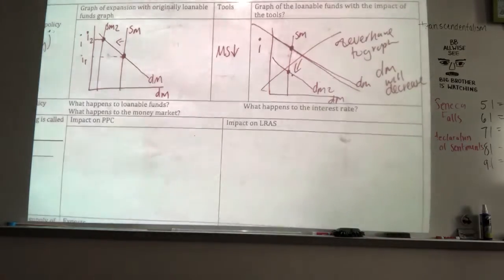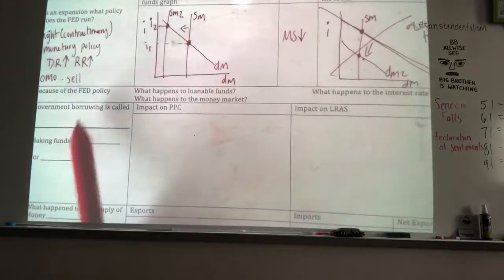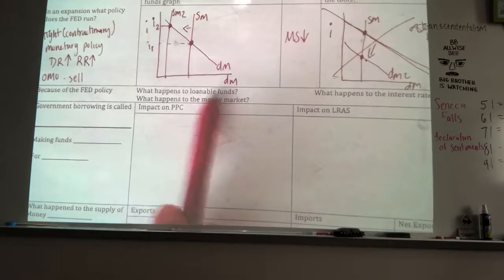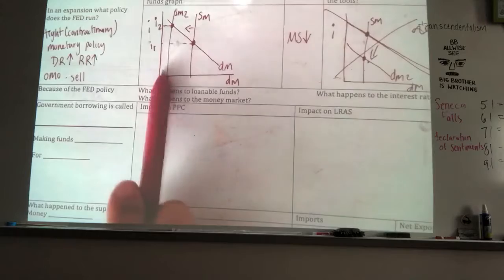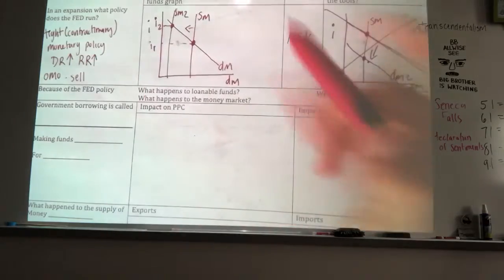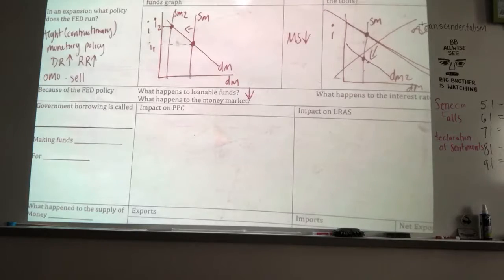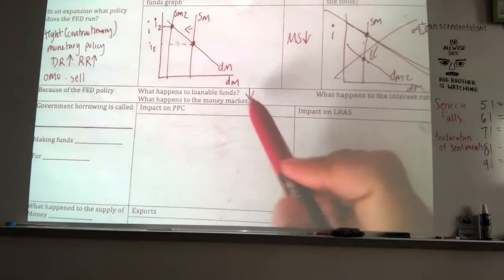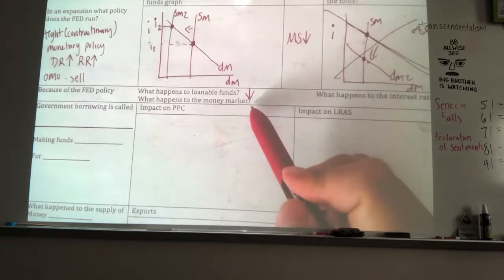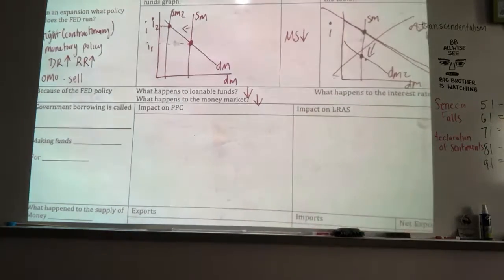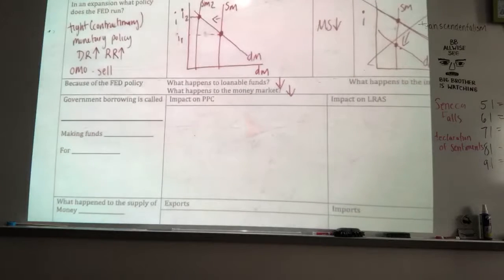Okay, so because of the Fed policy, what will happen to loanable funds? What happened to loanable funds here? It went down. What happened to the interest rate? It went up. What happened to the money market? It went down. The money in the market went down.